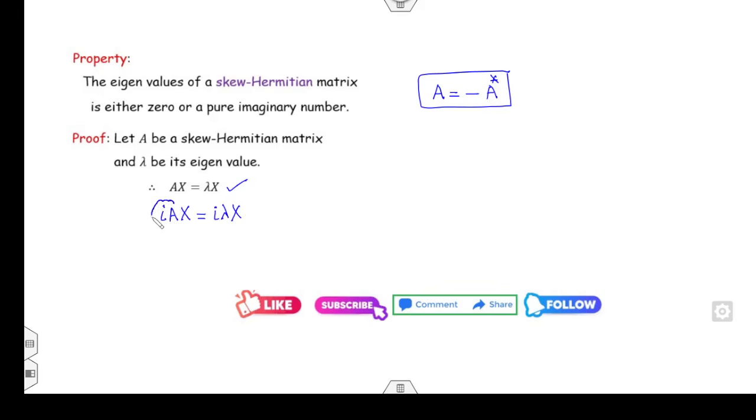Now, whenever, what is iota of A? If A is my skew-Hermitian, then iota A is my Hermitian matrix.